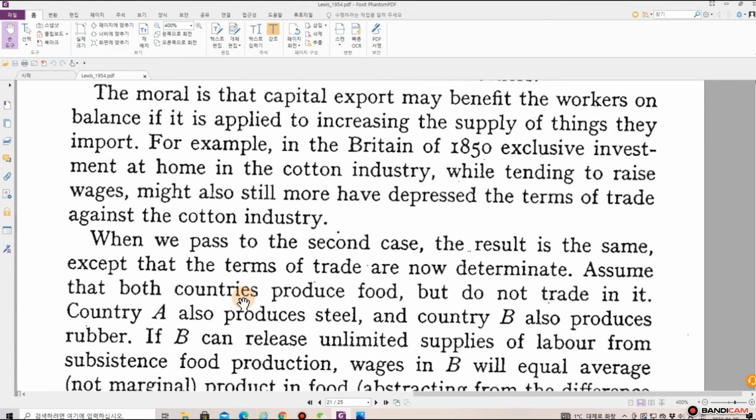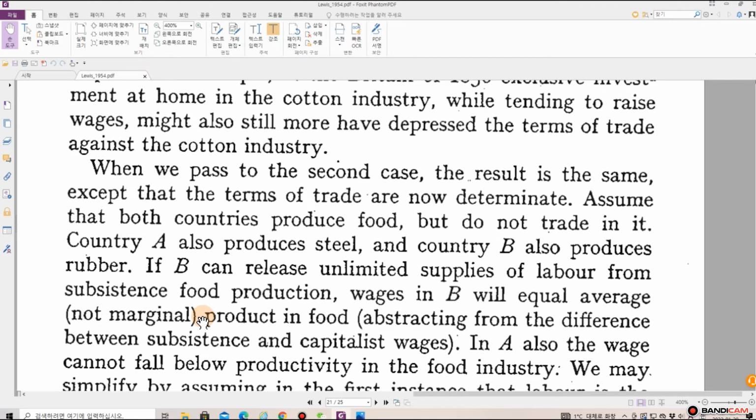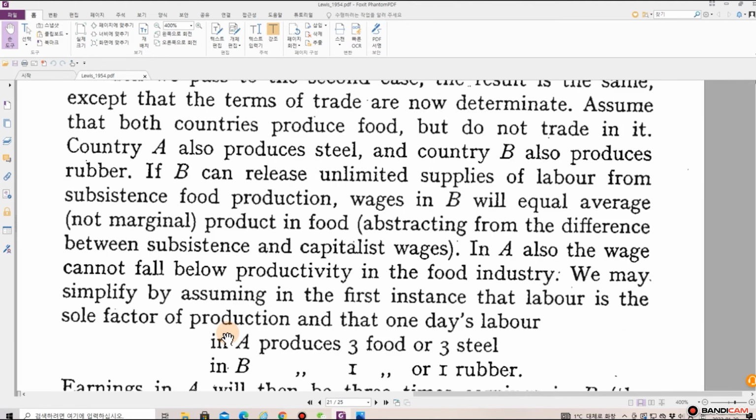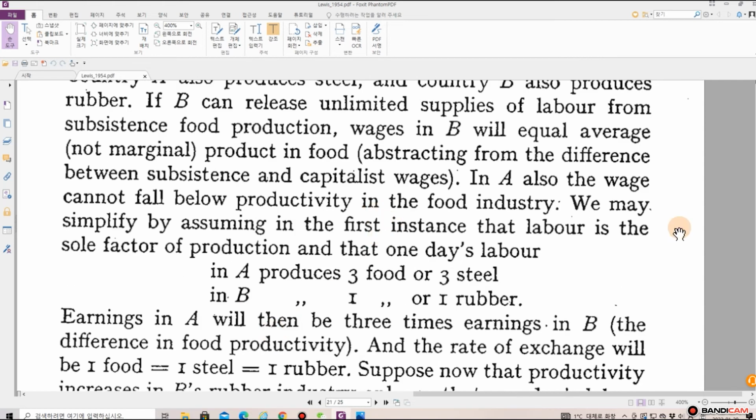Assume that both countries produce food but do not trade in it. Country A also produces steel and country B also produces rubber. If B can release unlimited supplies of labor from subsistence food production, wages in B will equal average, not marginal, product in food, abstracting from the difference between subsistence and capitalist wages. In A also, the wage cannot fall below productivity in the food industry.